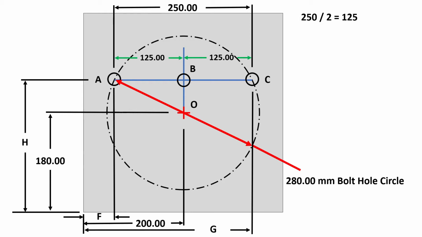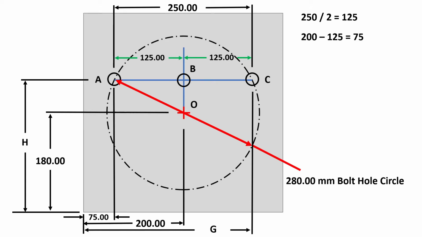Now let's solve F. F is equal to 200 minus 125. 200 is the distance from the edge of the workpiece to the center of the workpiece. We subtract from that 200 125, which is the distance from the center of the workpiece to hole A. 200 minus 125 is the size of F, which is 75.